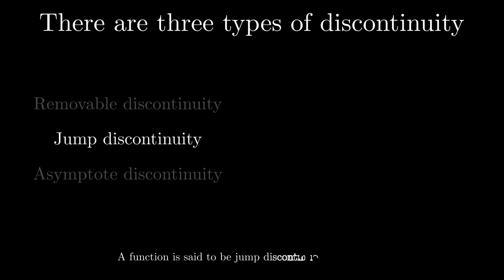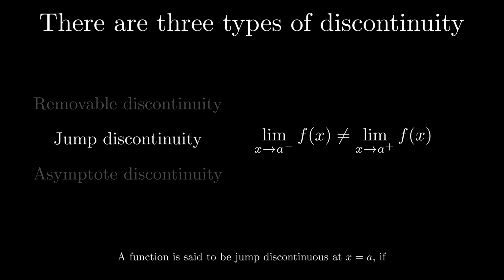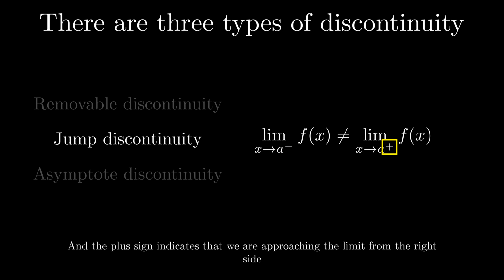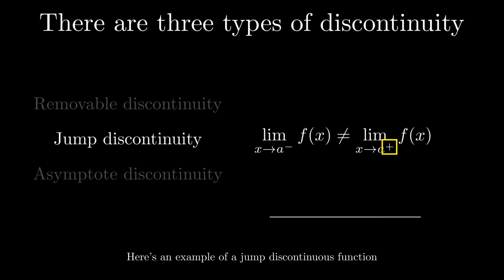A function is said to be jump discontinuous at x equals a if the limit of f of x as x approaches a minus is not equal to the limit of f of x as x approaches a plus. Here, the minus sign indicates that we are approaching the limit from the left side, and the plus sign indicates that we are approaching the limit from the right side. Here's an example of a jump discontinuous function.